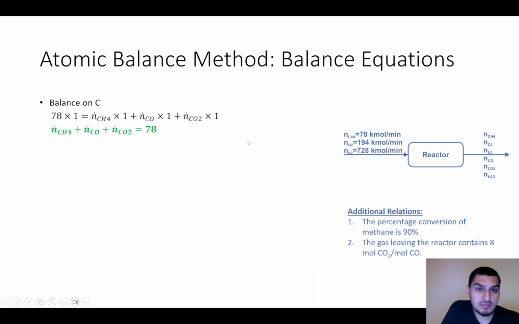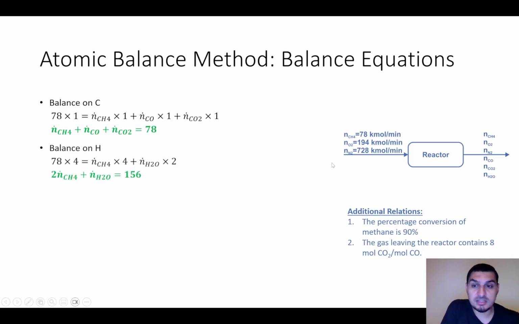Balance on hydrogen: 4 times the number of moles of methane in the feed equals 4 times the number of moles of methane in the product, plus hydrogen is here, so 2 times the number of moles of water vapor. And this is another equation.